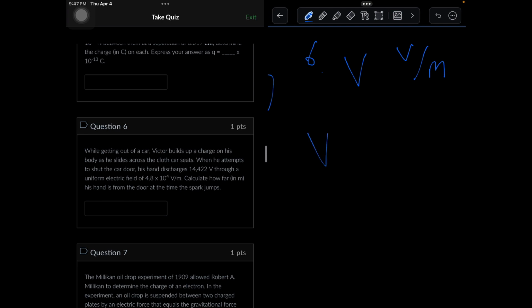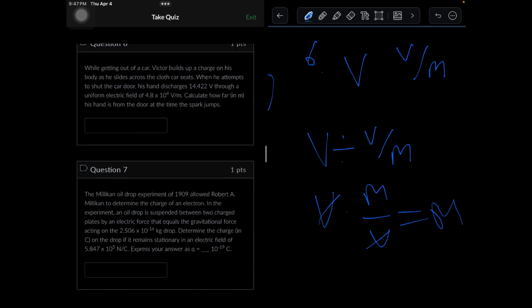By taking voltage and dividing it by the electric field strength, you're in turn multiplying by the reciprocal, thus getting the distance. Simply divide the electrical potential difference value by the electric field strength to get the distance.